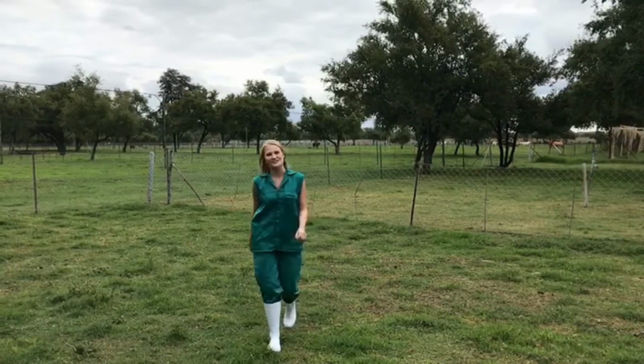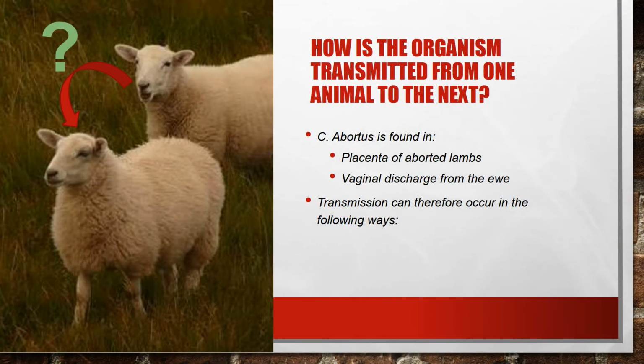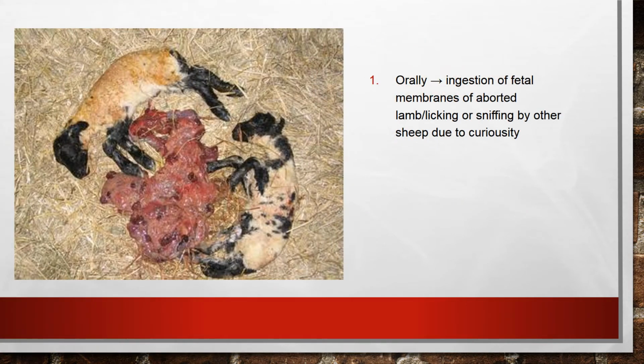My name is Helen Aldrich, and I'll be covering how this disease or organism is transmitted from one animal to the next. Chlamydia abortus is found in the placenta of aborted lambs as well as in the vaginal discharge from the ewe. Transmission can therefore occur in the following ways. Firstly, it can occur orally through the ingestion of fetal membranes of the aborted lamb by the dam or other ewes, or the licking or sniffing by other sheep due to curiosity. This can cause the transmission of Chlamydia abortus.